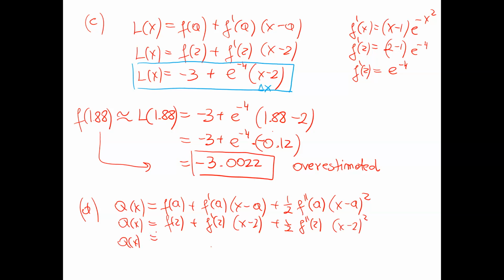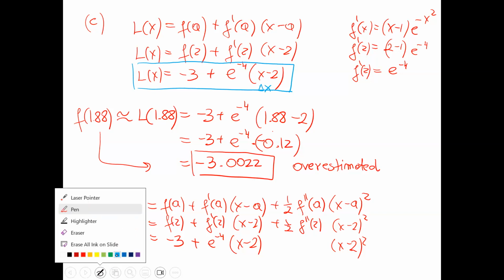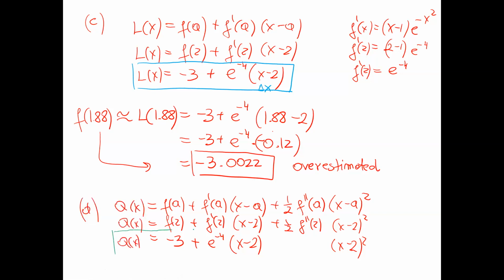The quadratic approximation is -3 plus e to the -4 times x minus 2, and then the second derivative term times x minus 2 squared. Do we have to do something? No, we just have to determine the formula. However, we need the second derivative, or let's maybe use a different color, and we will finish the session. Thank you for watching. I know that you watch.